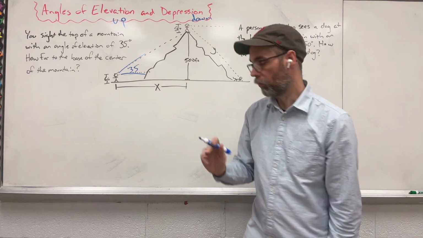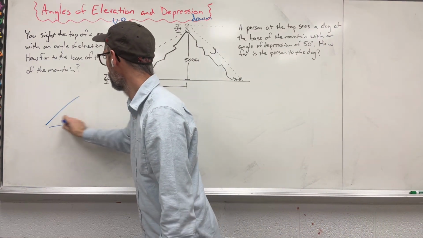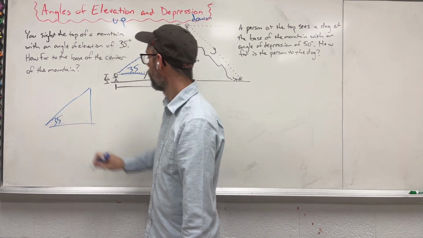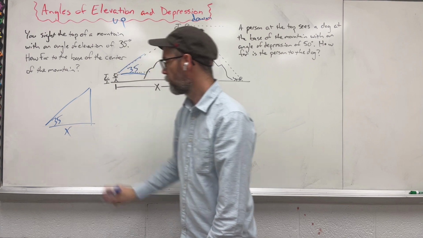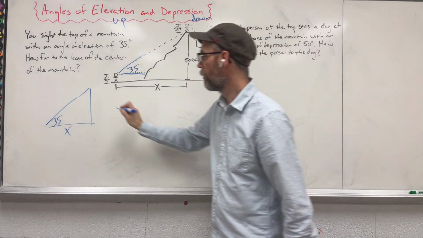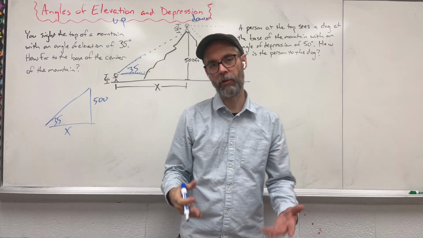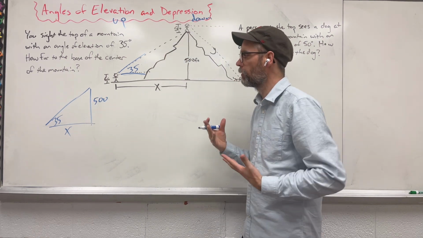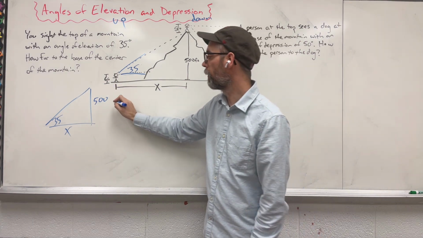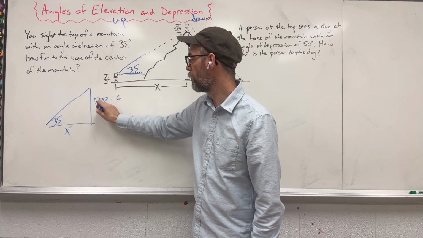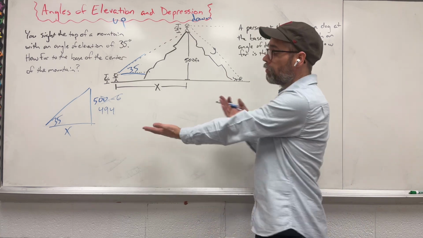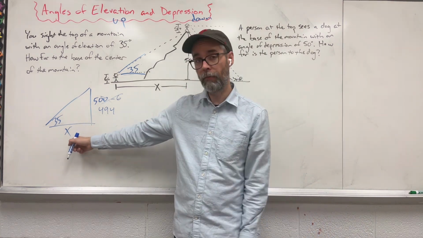So we can create a triangle. What's that triangle going to look like? Something along that line. We've got an angle of 35. We're looking for this mystery x, and we know we have a height of the mountain of 500. But it's not just 500, because we're 6 feet off the ground here. So we're saying 500 minus 6, which ends up being 494. That's the new height we're looking for. So we just created a triangle. We need to figure out what x is.